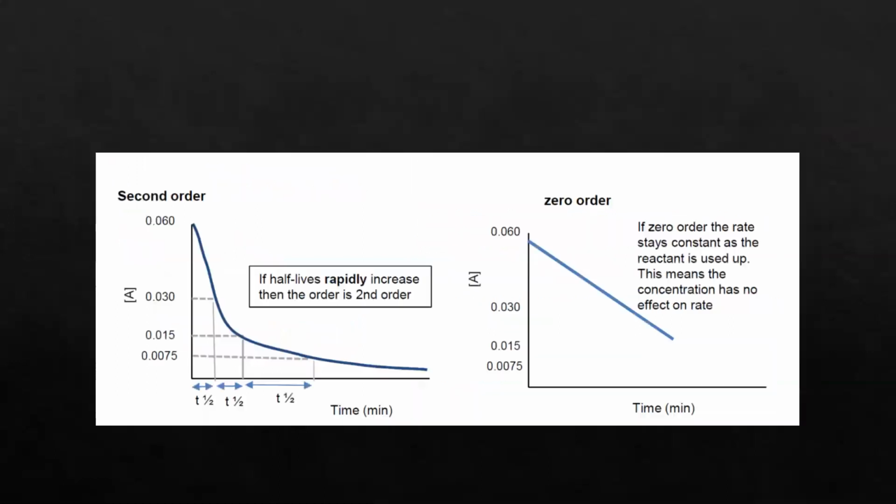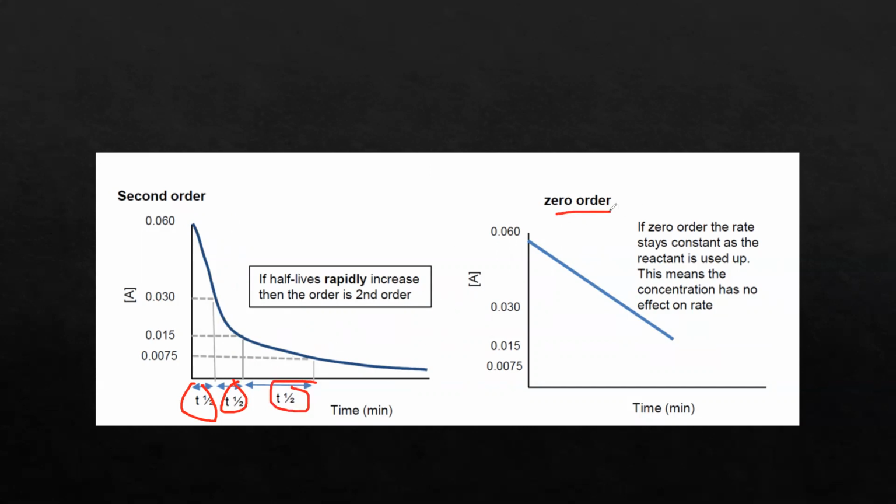If it is a second order reaction, in the beginning it's much faster, a rapid reaction, but with the passage of time it decreases and eventually becomes very slow. So that's why in the beginning you have a shorter half-life, but with the passage of time, the half-life increases.